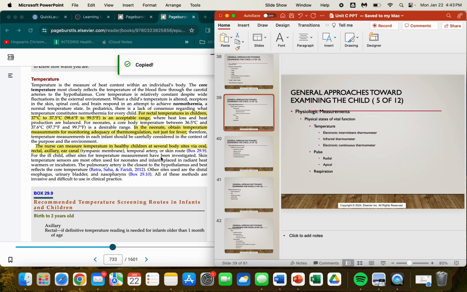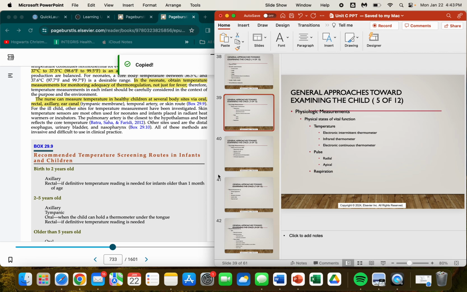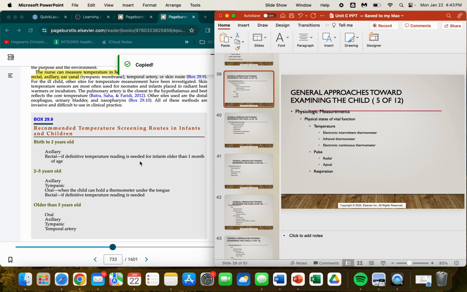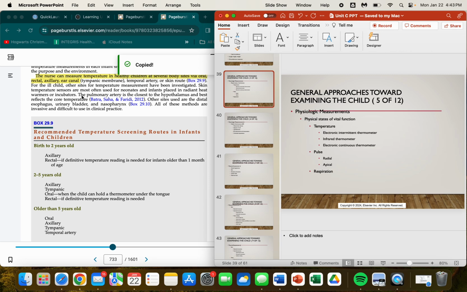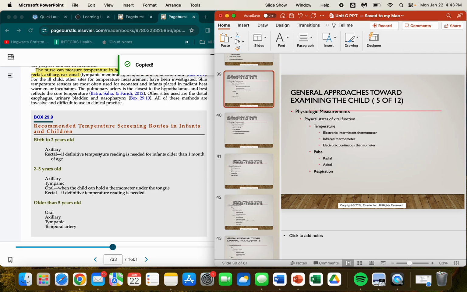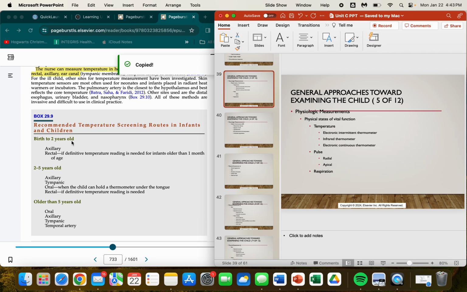And we can obviously obtain temperature in children from several sites: oral, rectal, axillary, ear canal, as long as it's appropriate and there are no contraindications. This is actually really interesting to note. Your book talks about recommended routes: birth to 2, axillary, rectal; 2 to 5, axillary, tympanic, oral, rectal; older than 5, oral, axillary, tympanic.